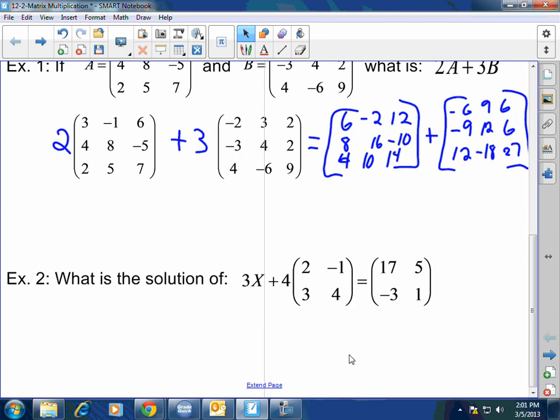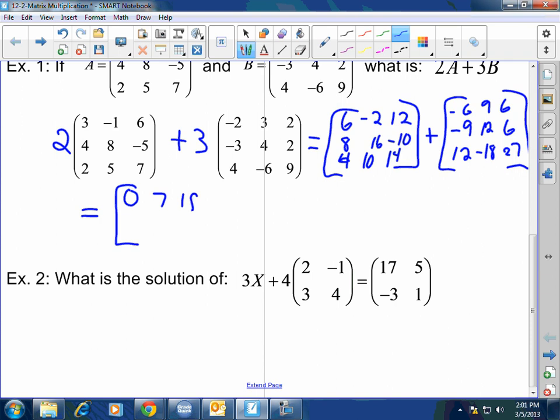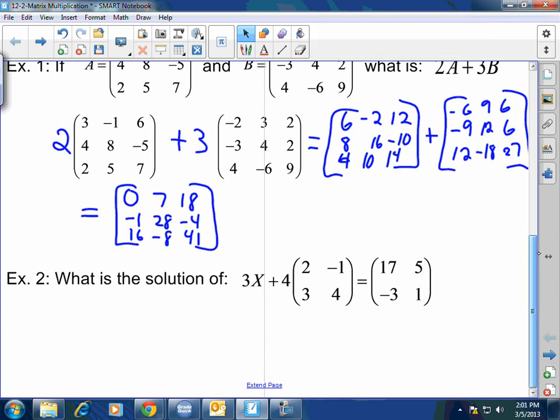Okay, so now let's add them together. My sum here will be 6 minus 6, 0. Negative 2 plus 9, 7. 18, negative 1. 28, negative 4. 16, negative 8. And 41. Done, done, and done. Does that make sense? Okay. Come again? 41. 41, sir.